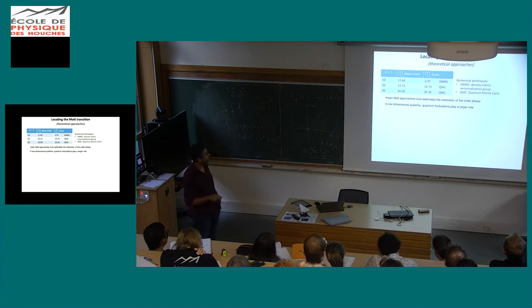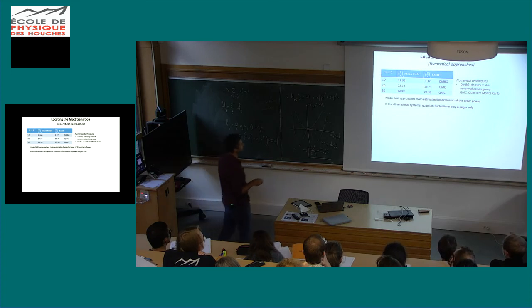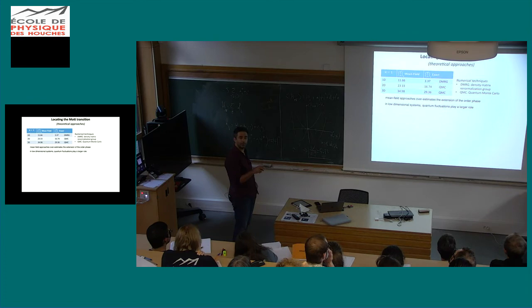let's say numerical errors. Well, you see that in 3D it's not that bad, right? The ratio U over J is 35 for mean field. It's 30 for QMC, so it's not that bad. In 2D, it starts to be a little bit less good, and in 1D it's really bad.